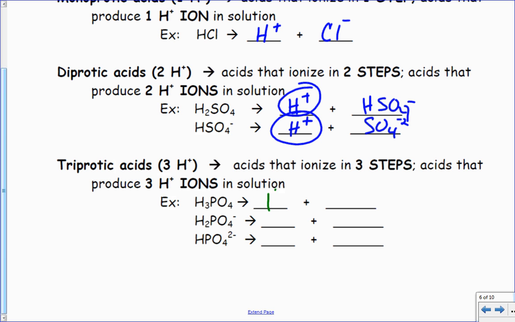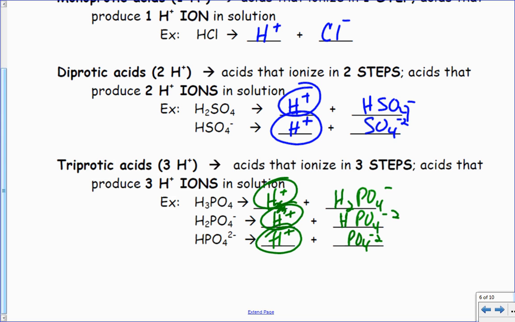H3PO4 goes to H plus with H2PO4 minus, and then another H plus comes off, and I'm left with HPO4 minus 2. And then another H comes off, and now I'm left with no H. PO4 minus 3 ion in solution, and now I've made 1, 2, 3 H pluses.